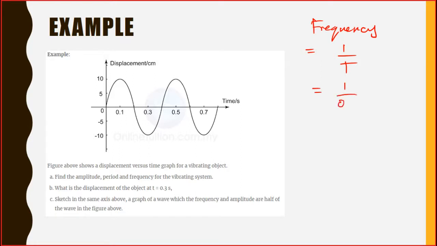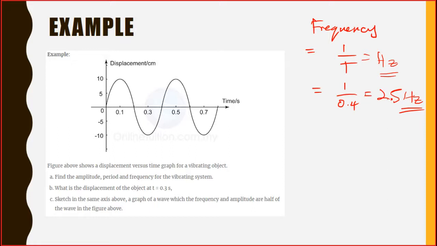So 1 divided by 0.4, this is going to be 2. Let me check my calculator just to confirm. 1 divided by 0.4 is 2.5. So what's the unit for frequency? I think everyone has heard this once in their lifetime. Hertz. This is hertz, after the great physicist, I don't remember his first name, but his last name is Hertz.